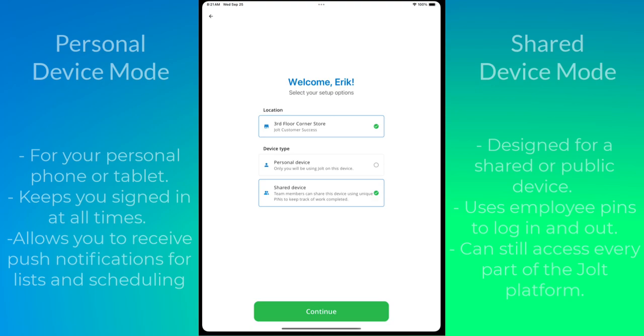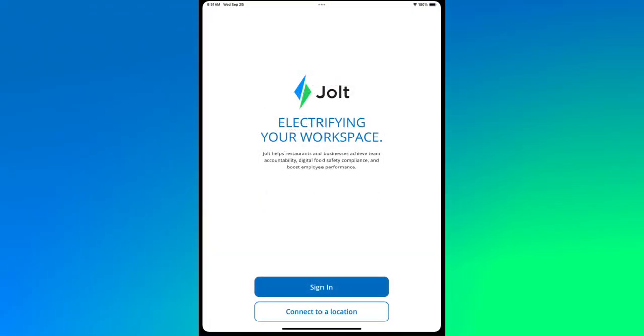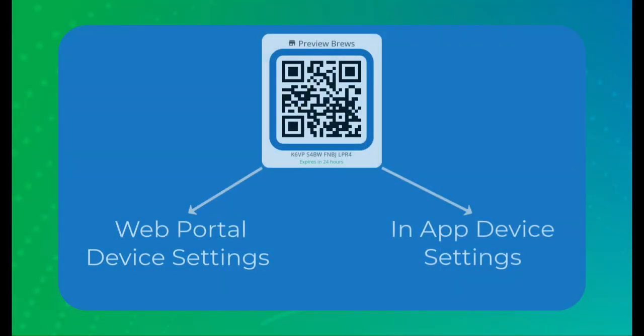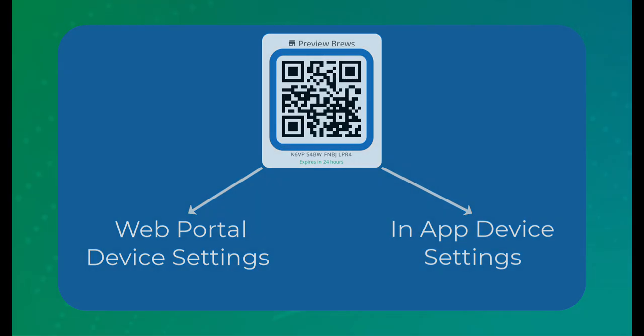If you're setting up a device without login credentials, or having one of your employees without an admin login set up a device, you can select the second option to connect to a location via a QR code. These QR codes can be found in two locations. The first is found under the device settings page on the Jolt web portal, or you can get these QR codes on the Jolt app with an existing logged in admin.